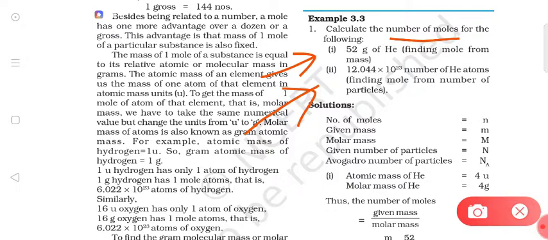For example, we have been given 52 gram helium, 52 gram helium gas, and we have to calculate the number of moles. So dear students, if the total mass is given and we have to find out the number of moles, what we can do, we can divide the total mass of the substance by the mass of 1 mole, so that we can calculate the number of moles.